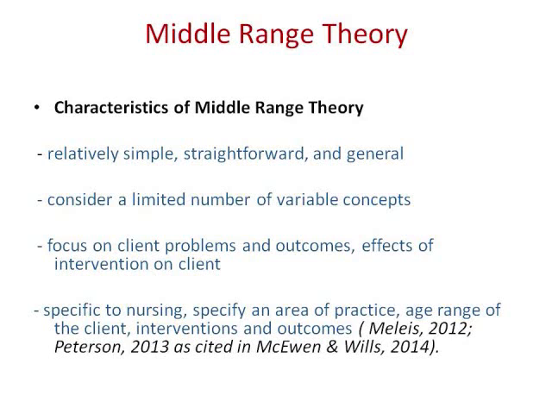And it should focus on client problems and outcomes, effects of intervention on client. It should be specific to nursing. Specify an area of practice, age range of the client, intervention and outcomes. Thus, middle range theories contain concepts and statements from which hypotheses may be logically derived and empirically tested.